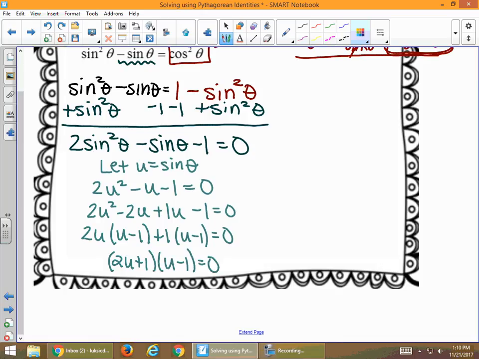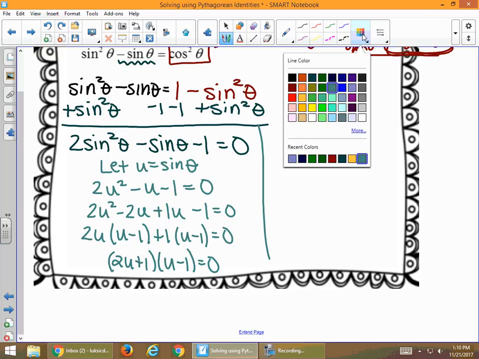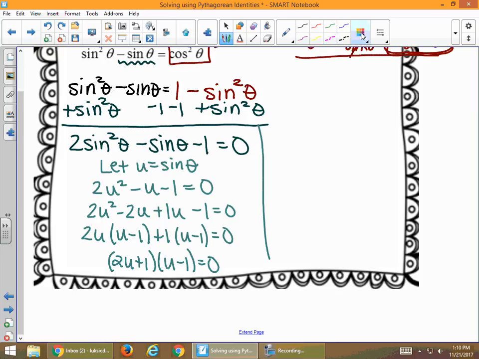And you can substitute back in whenever you're ready. So you can substitute back in the parentheses, you can set your U equal to, you can solve and substitute back in. Whichever you do, you're going to end up with sine of theta equals -1/2 and sine of theta equals 1.